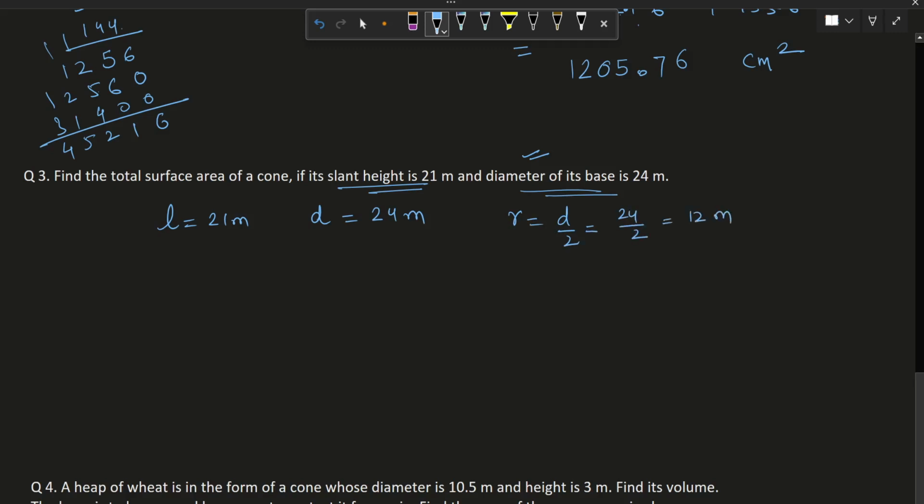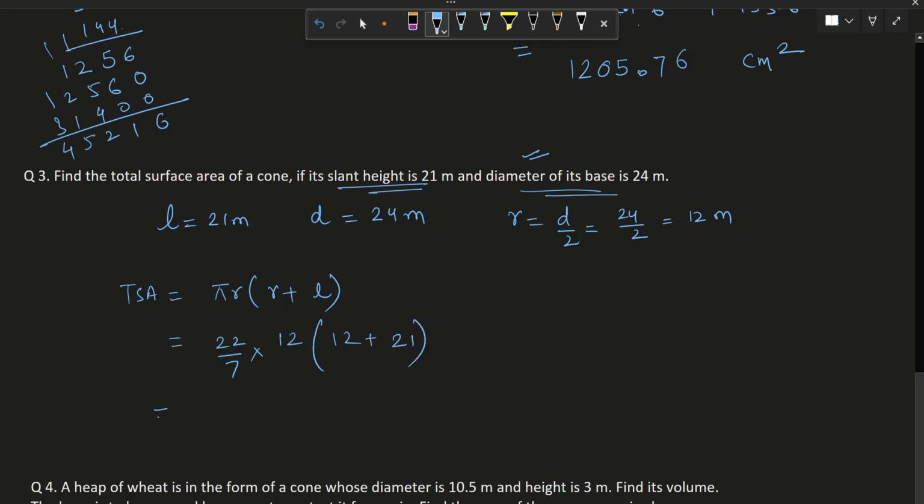L is there. Now for CSA we can use pi r l, but for TSA do we need to get height or no? No, we don't need the height here. If they say volume, then we need it. Now the TSA formula, let's apply it. It's pi r (r plus l). Pi, let's put 22 by 7. r is 12, plus l is 21.